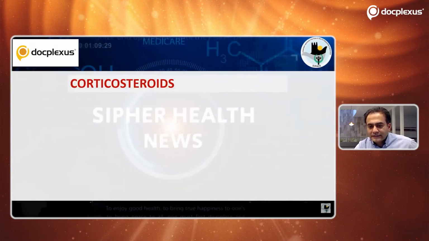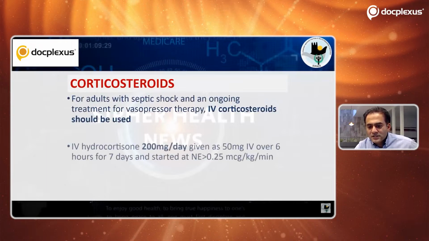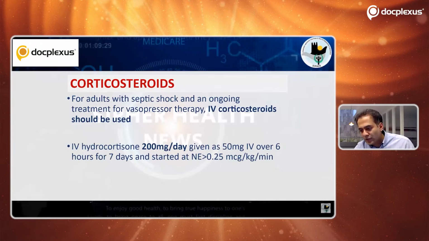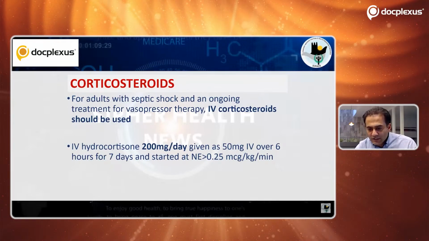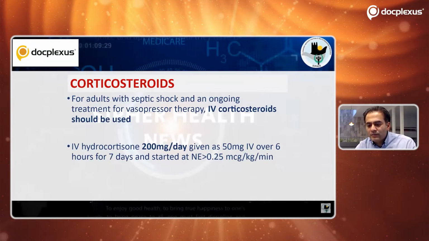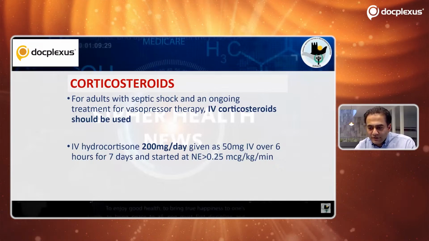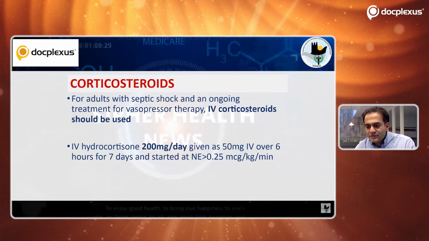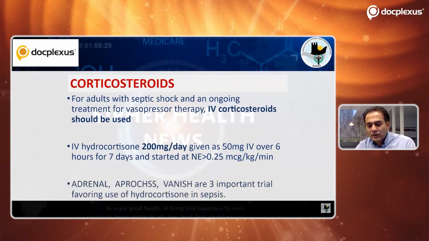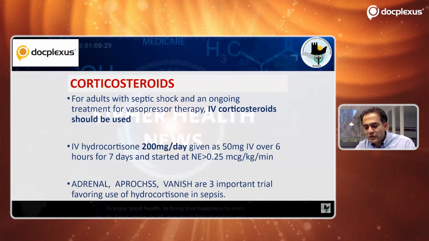Steroids, corticosteroids. There are clear-cut recommendations now for the use of corticosteroids in patients with sepsis, and even for starting corticosteroids early. So what is the dose? 200 milligrams per day. If you have infusion pumps with you, give it as an infusion, or it can be given as 50 milligrams over 6 hours. This has been proven in all the trials. The important trials that validated the use of hydrocortisone in patients with sepsis were the ADRENAL and APROCCHSS trials.